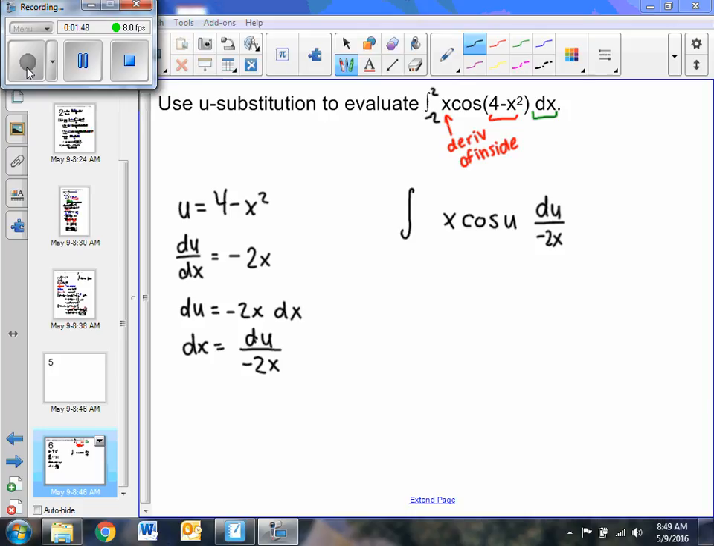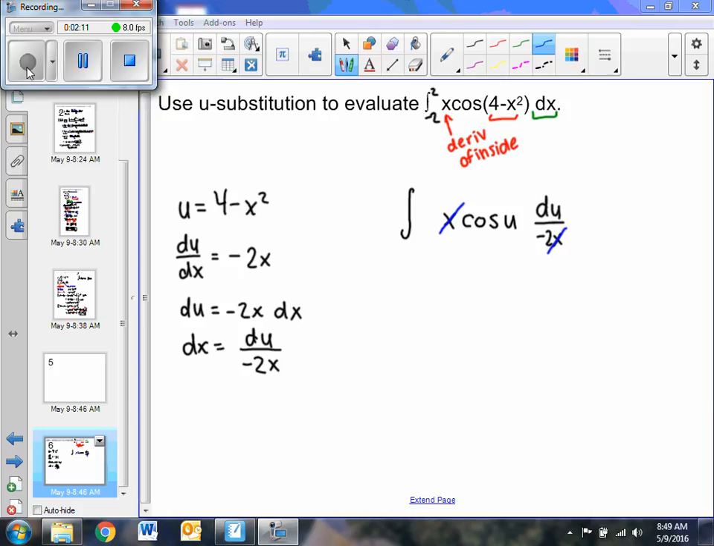Now you'll notice that the x here cancels with the x here. And that's exactly what you would hope would happen in a u-substitution. You want all of your x's to go away. Now we haven't talked about the limits of integration in this yet. So in my opinion, the easiest way to do a u-substitution when you have a definite integral is to switch your limits of integration into u values.